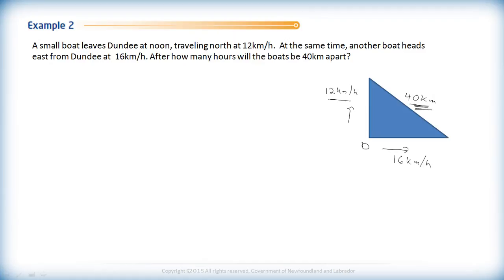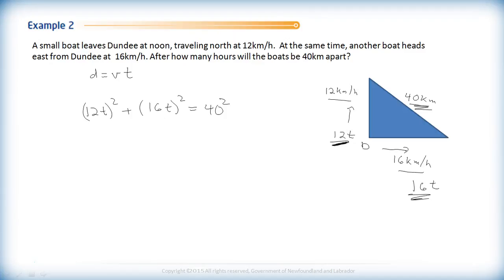Now these are speeds we have here. If we want to turn those into distances, we've got to use our d equals vt equation. Distance is speed times time. So the first boat is going to travel a distance of 12t, where t is the number of hours after noon. And the second boat will travel a distance of 16t. So we can use the Pythagorean theorem to figure out what t is. 12t squared plus 16t squared has to equal 40 squared.